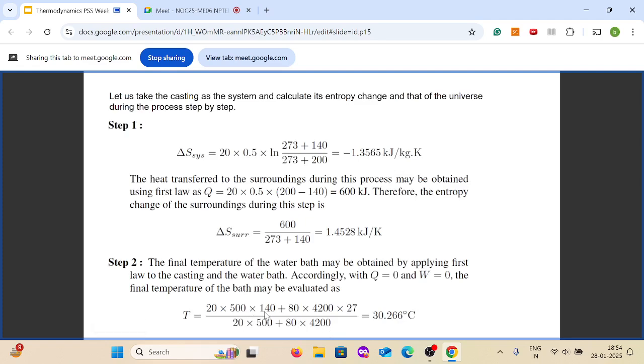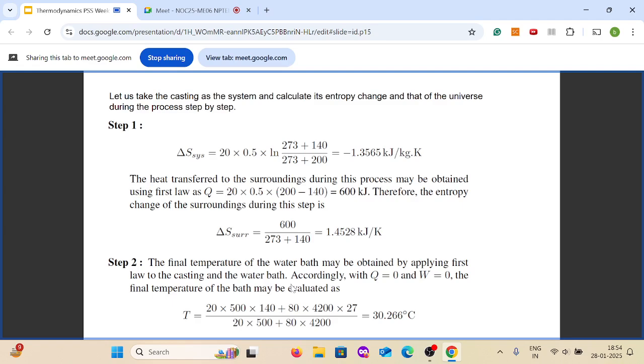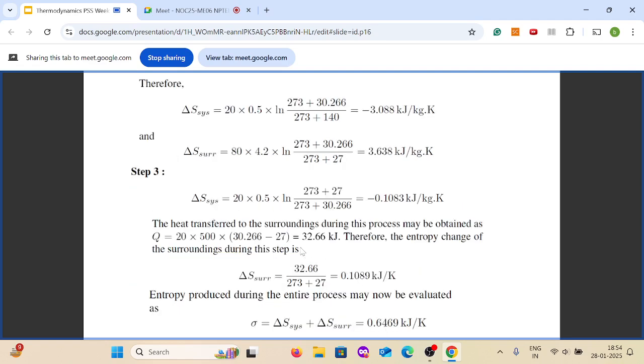Sorry, there is a small error here. You have to substitute this in Kelvin. Your C is given in kJ per kg Kelvin, so 500 joule per kg Kelvin. So you have to substitute temperature also in Kelvin, or else this will not get cancelled. So there is a small error here, but either way it gets 30.266.